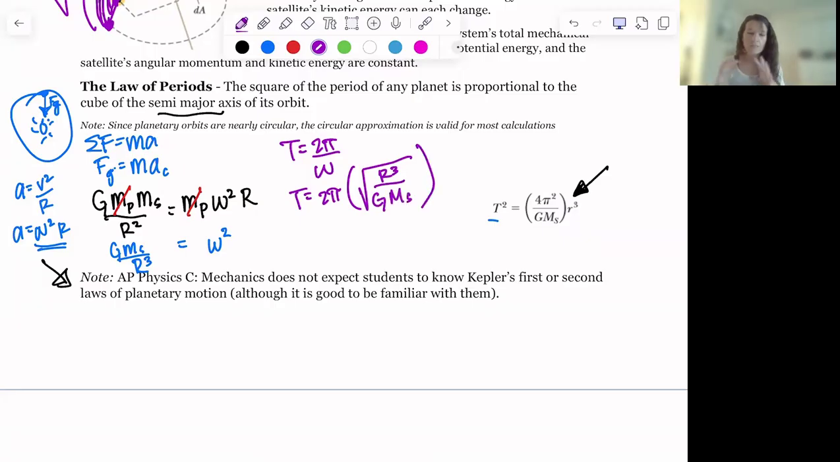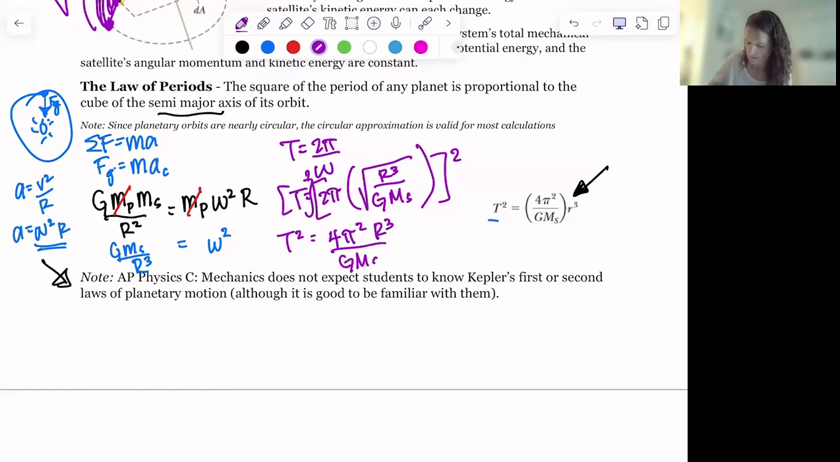And then from here, I'm just going to square both sides of my equation. So I will square all of this, and I will square all of that. So I'll have T squared equals 4, oops, that's a 2, 4 pi squared r cubed over G times the mass of the sun. And you can see that we ended up with what we were going for.